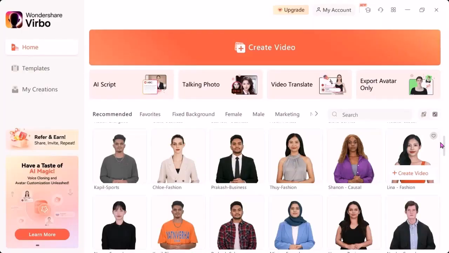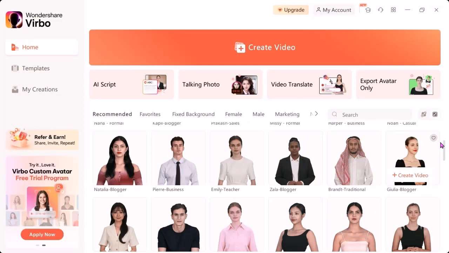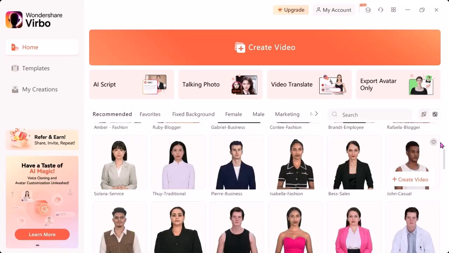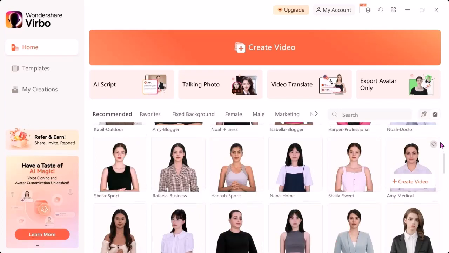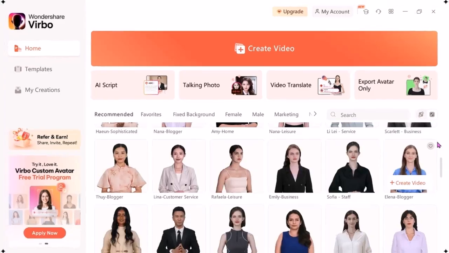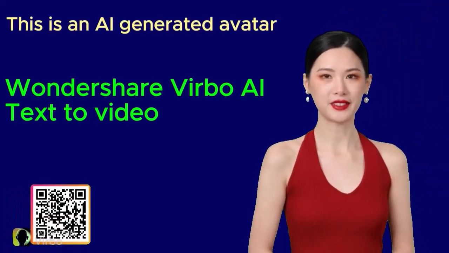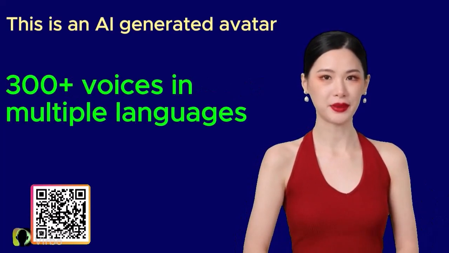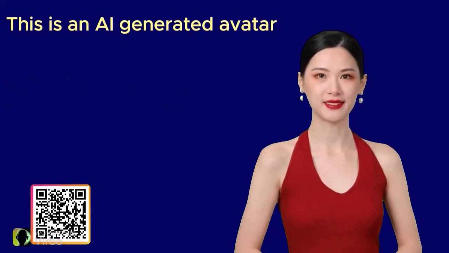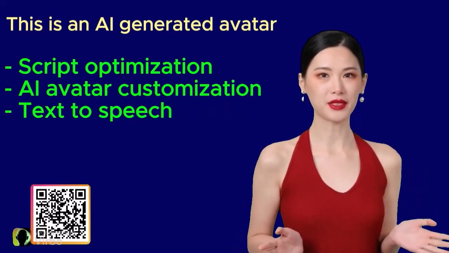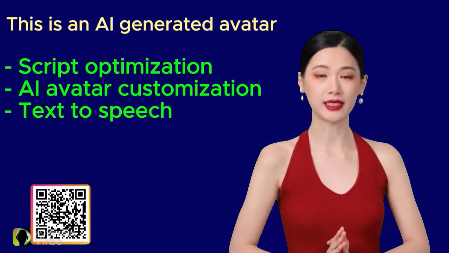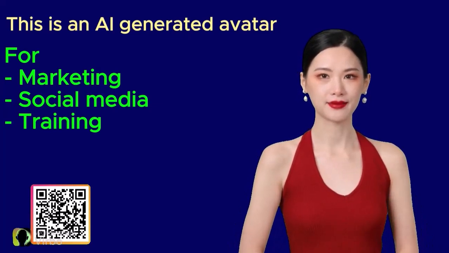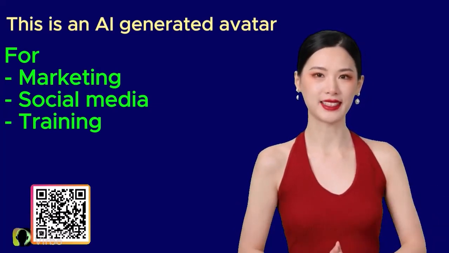Today we're going to explore the Wondershare Virbo AI avatar creator. This amazing tool allows you to create your own personalized avatars, complete with voiceovers, backgrounds, subtitles, and even background music. Virbo AI is an advanced video generator that turns text into professional videos effortlessly. It has 300+ voices in multiple languages. Offering features like script optimization, AI avatar customization, and text-to-speech, it's perfect for marketing, social media, and training. There are free trial and paid options.